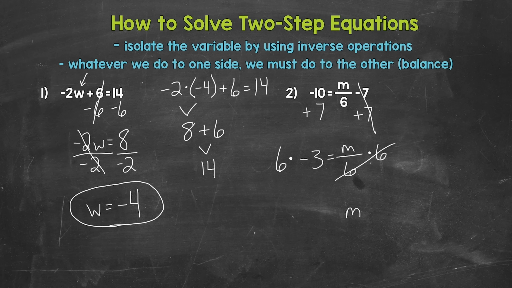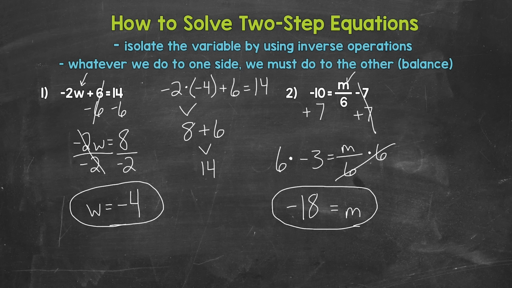M is now isolated. So we have m equals, and then on the left side of the equation, 6 times -3, well, we have a positive times a negative. A positive times a negative gives us a negative. So 6 times -3 gives us -18. So m equals -18. And that's our solution.